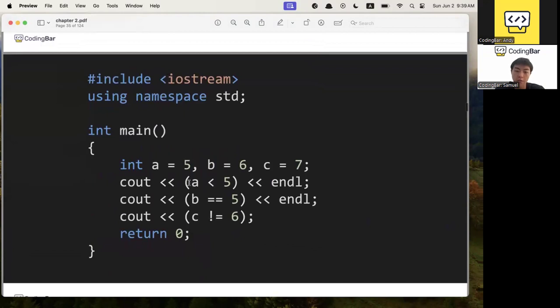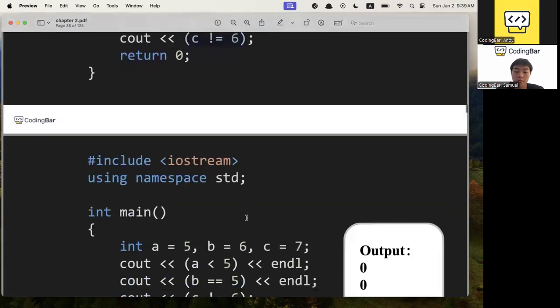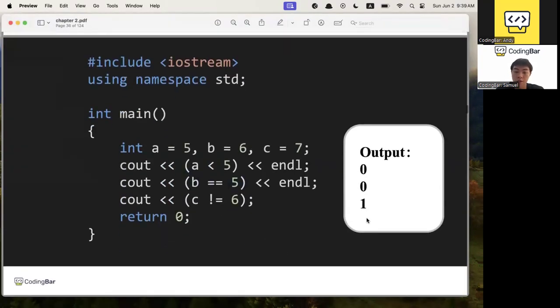Let's look at this example. What will be printed out? Here A equals 5, and our comparison is A smaller than 5. This is incorrect, so this will print out 0. How about this? B equals 5. 6 equal to 5 is not true, so this is false. So this will print out 0 as well. How about C not equal to 6? C is 7, so it's not equal to 6. This is true, so this will print out 1. And yeah, this will print out 0, 0, 1.